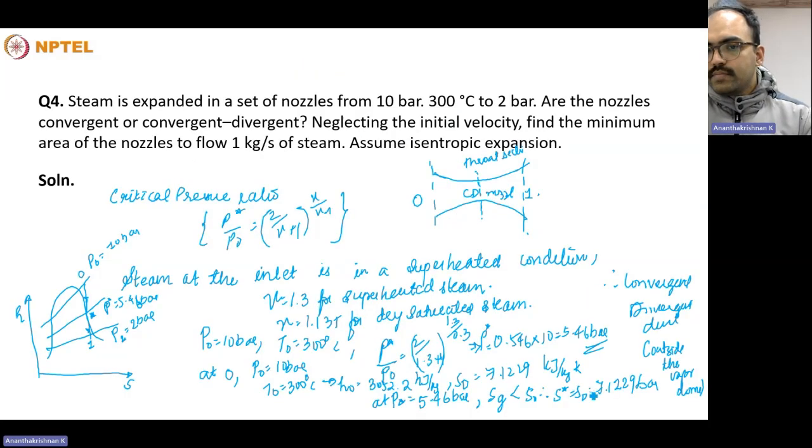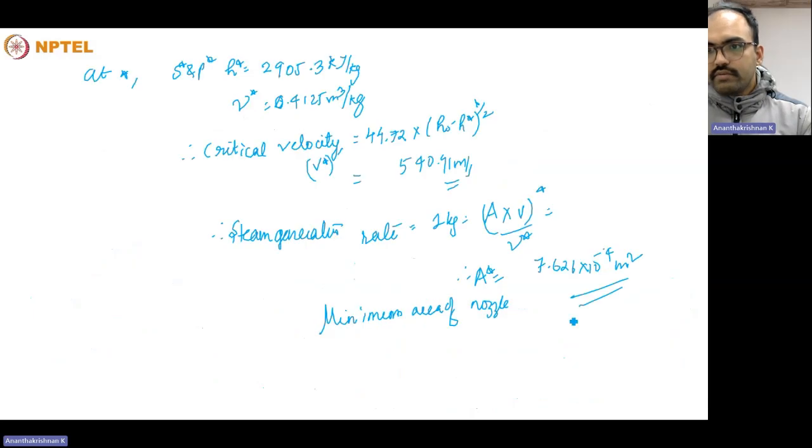So we found this by checking: if it was a purely convergent nozzle, the minimum area would have been at the exit. If it is a convergent divergent nozzle, the minimum area would be at the intermediate point. So we have to find the critical pressure using the formula, and we found that this pressure lies in between the inlet and exit pressure. That means it's an intermediate point, so it's a convergent divergent nozzle. From there we calculate the in-between point's enthalpy, and using that we get the critical velocity at the in-between point, and we get the steam generation rate.